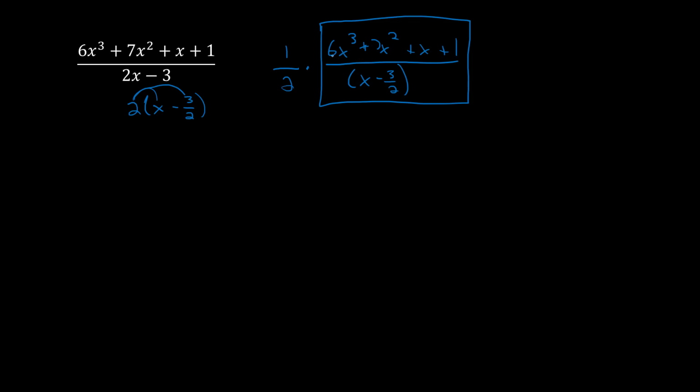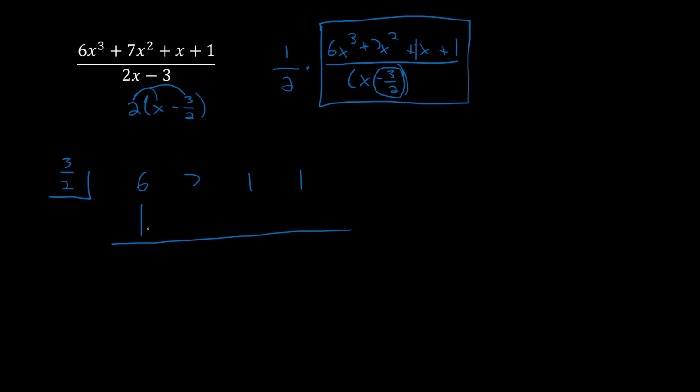Here, we're going to write the coefficients. We have a 6, 7, this is a 1, and then a 1. There are no terms missing, so we're good there. 6, 7, 1, and 1. And then the number in the corner is going to be the opposite of this. This is a negative 3/2. We're going to make it into a positive 3/2. And then we can start the synthetic division process.